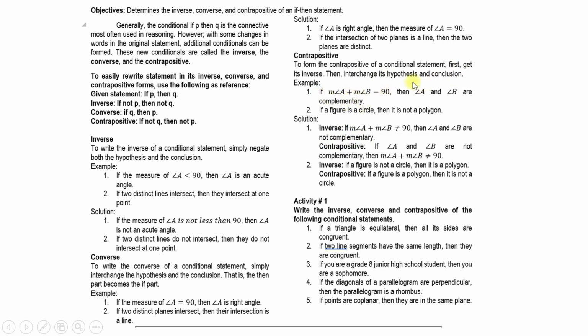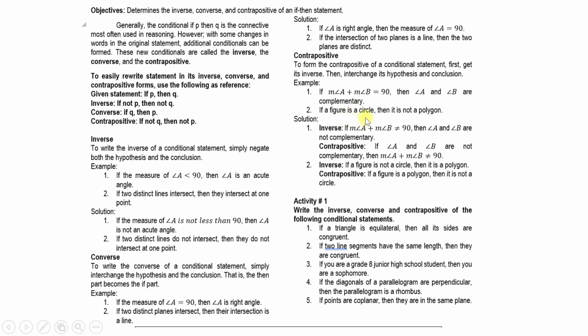So, after nato makuha ang inverse, atong i-interchange ang hypothesis and conclusion. So, mao na niya ang contrapositive. If angle A and angle B are not complementary, then measurement of angle A plus measurement of angle B is not equal to 90. Okay, example number 2.